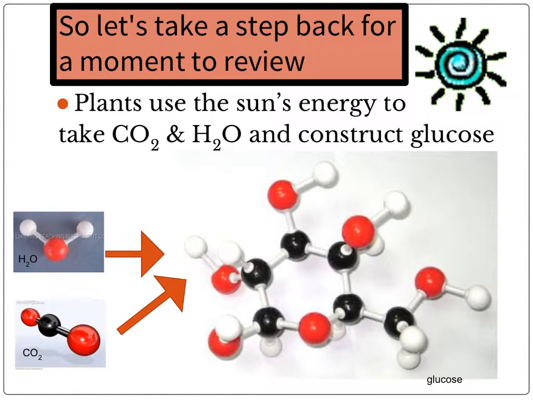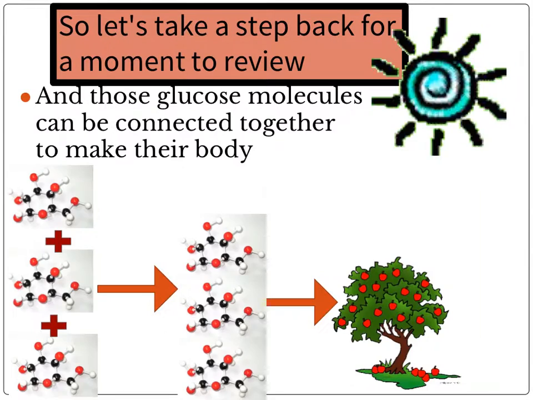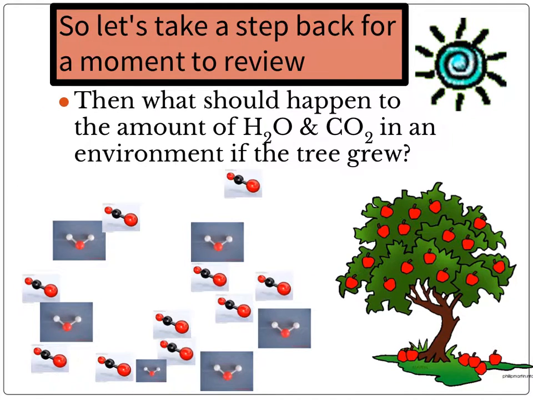So let's just take a step back for a second to review. Plants use the sun's energy to take CO2 and H2O to construct glucose. So here's H2O, CO2, and here's the glucose molecule. And then those glucose molecules can be connected together to make their body. So knowing what you know, again, here's another question a scientific mind might ask. What would happen to the amount of H2O and CO2 in an environment if there is a growing tree in that environment?